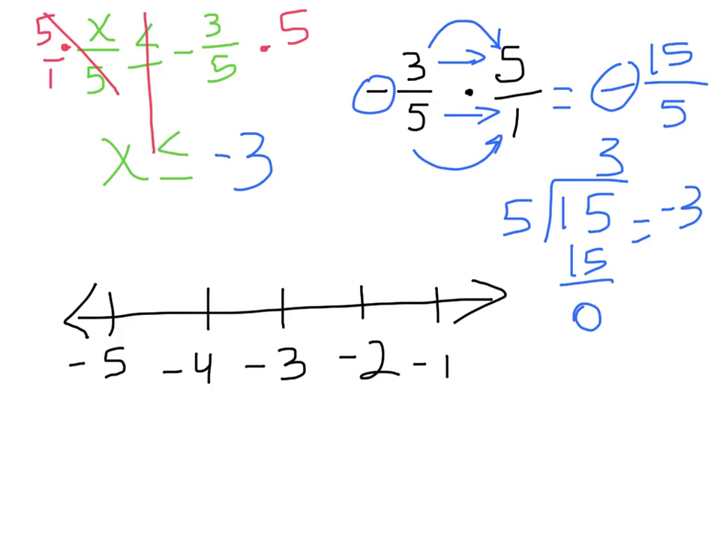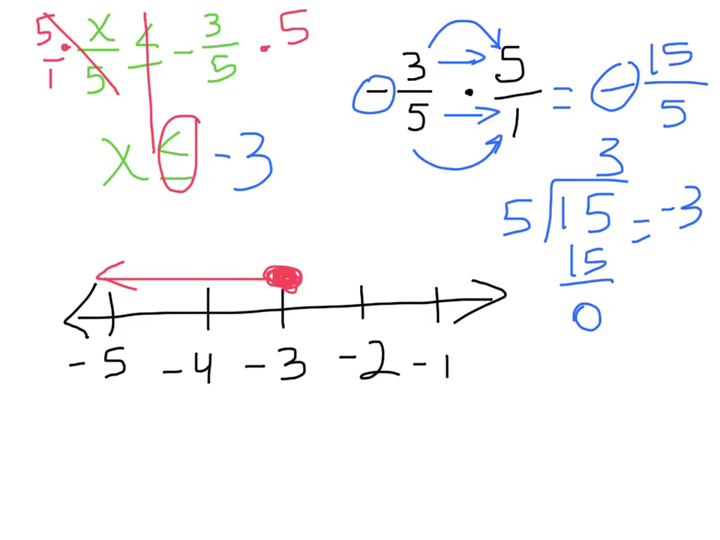I know it's a closed circle. It's a closed circle because we have the symbol less than or equal to. So at negative 3, we're going to fill in our circle, and the arrow is pointing to the less than side.